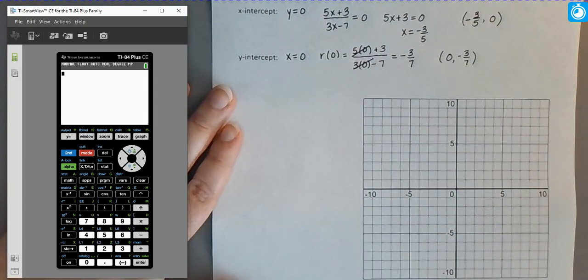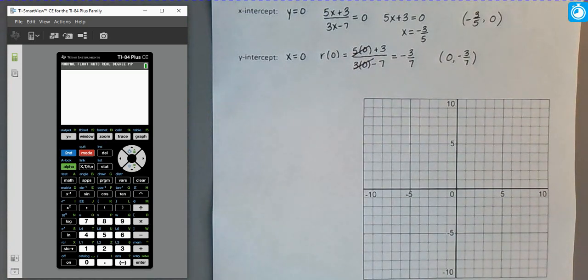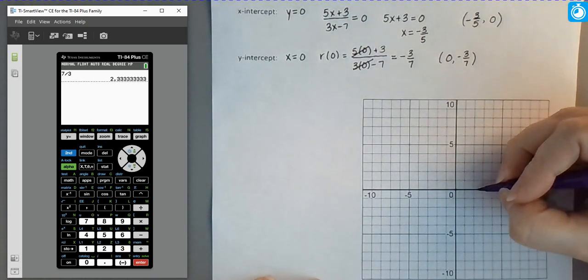So our vertical asymptote fell at 7/3, so I'm going to type that in and get an approximation. That's about 2.3. So our vertical asymptote falls a little bit between x equals 2 and x equals 3.